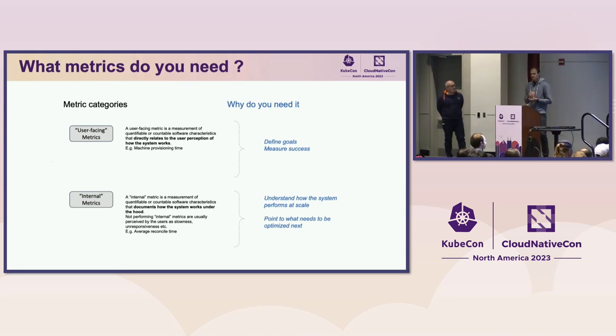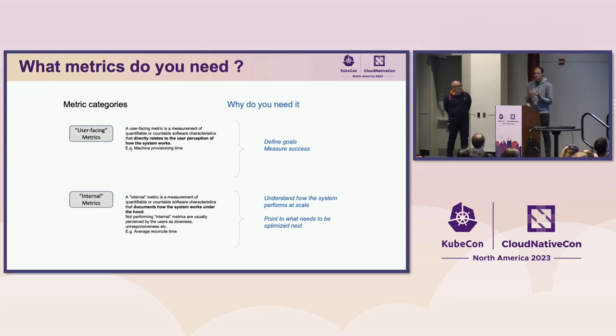Then we have internal metrics, and we use internal metrics to take a deeper look into the system and try to figure out why the user-facing metrics are not looking that good. An example is we're looking at average reconcile durations of our controllers, work queue, memory usage, CPU usage, number of goroutines, that sort of stuff.